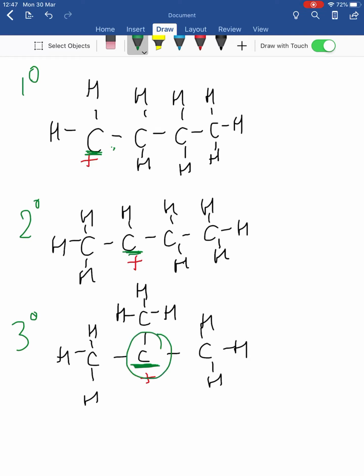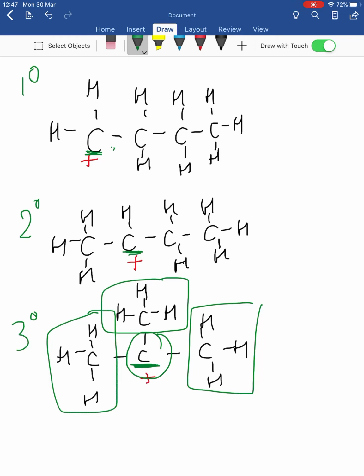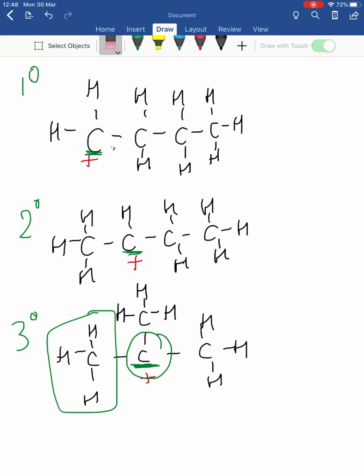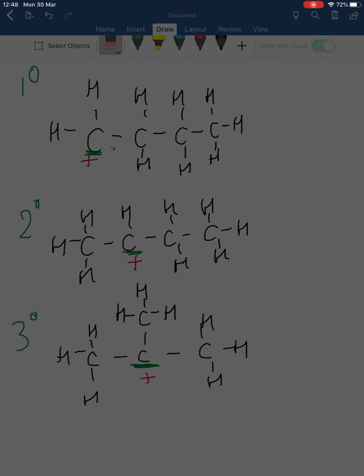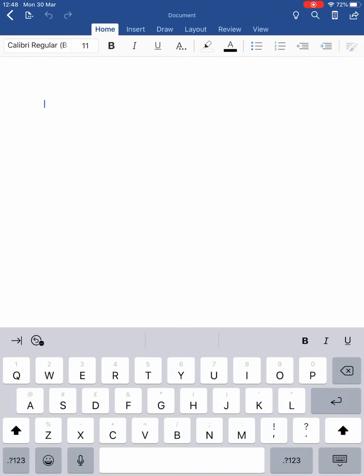Now, if we look at this carbon over here, well, it can spread its positive charge out over this alkyl group, and this alkyl group. Because it has more alkyl groups, it means it can distribute that positive charge over a wider area. And if it can distribute it over a larger area because there are more alkyl groups, it means it will be more stable because it won't be as reactive. So that is why a tertiary carbocation is more stable than a primary carbocation.